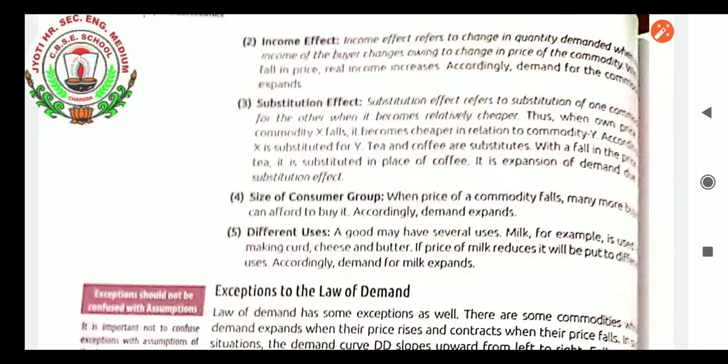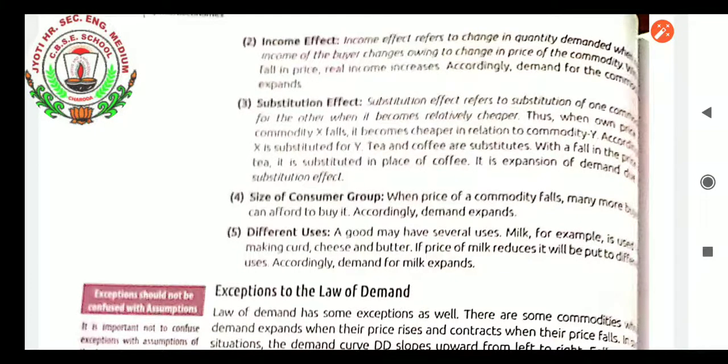Definitely, as we already took these two examples for the whole chapter, tea and coffee are there. If someone is consuming coffee and suddenly the coffee price goes too high, what can the person do? If he is not able to manage with that, most families will shift. If the price increases, what will they substitute? They will shift their demand from coffee to tea, as tea and coffee are substitute goods, and they give the same type of activeness. With a fall in the price of tea, it is substituted in place of coffee.